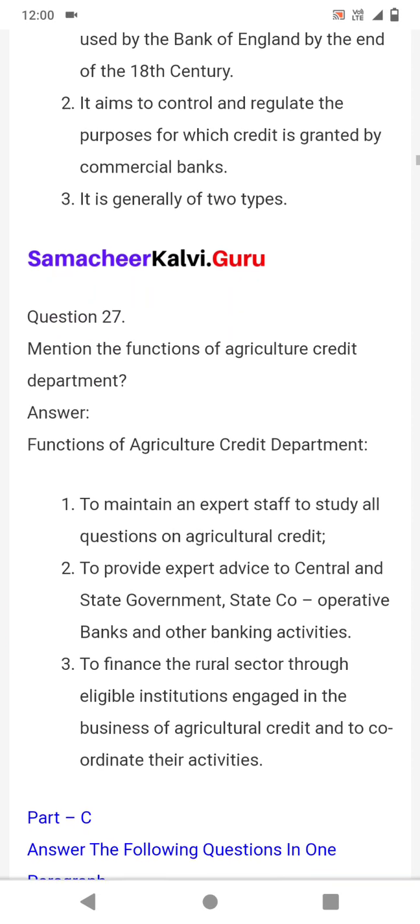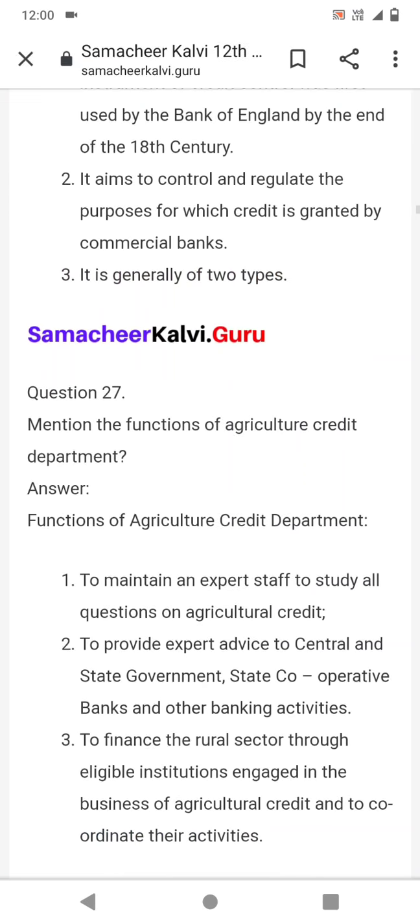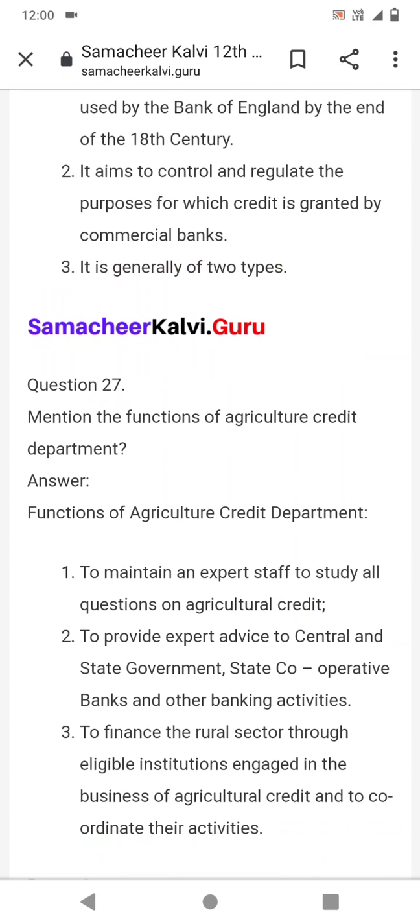Okay, the last question. Mention the functions of the agricultural credit department. The functions of the agricultural credit department are to maintain an expert staff to study questions on agricultural credit, to provide expert advice to the central and state governments and the state cooperative banks and other banking activities, and to finance the rural sector through eligible institutions engaged in the business of agricultural credit and to coordinate their activities.